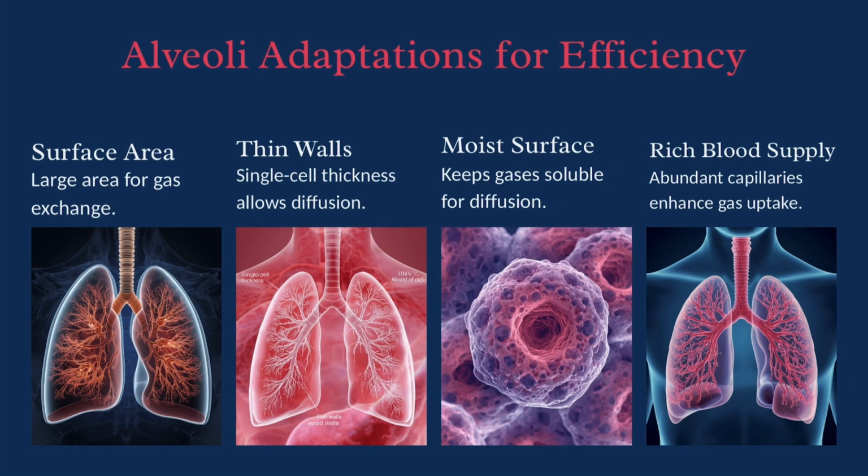Alveoli are adapted for efficient gas exchange. They have a large surface area, thin walls, only 1 cell thick, a moist surface, and a rich blood supply.